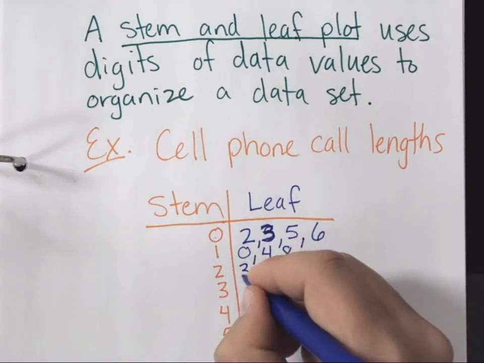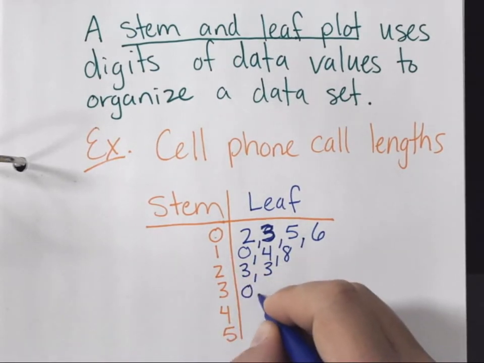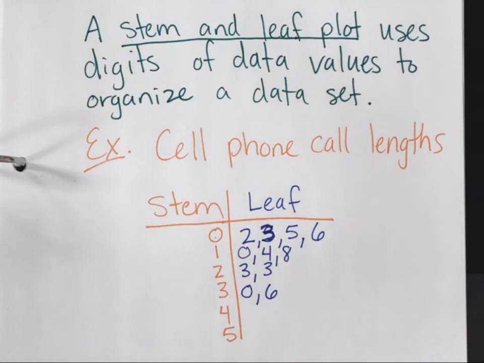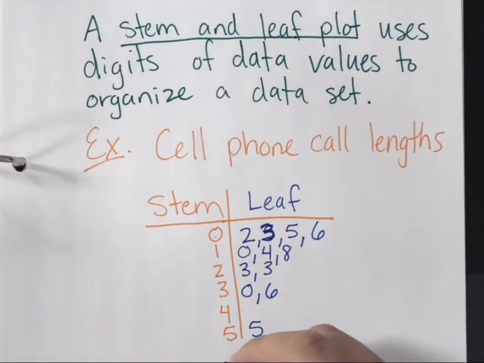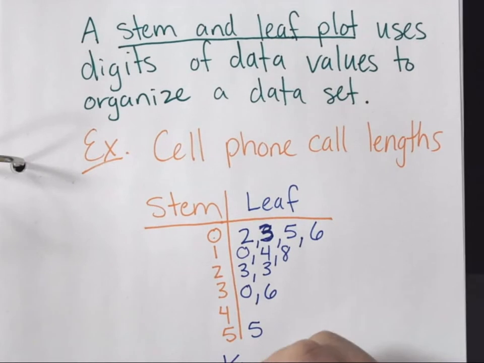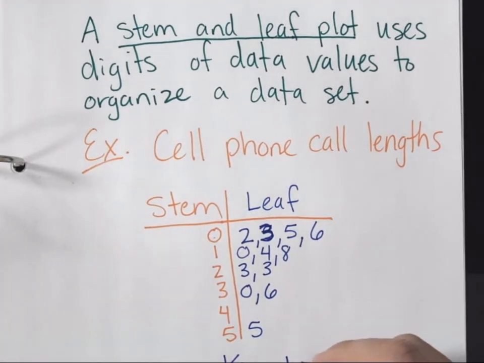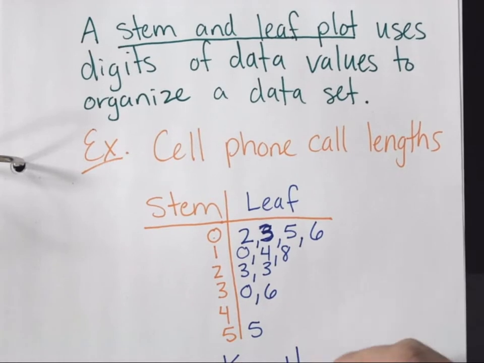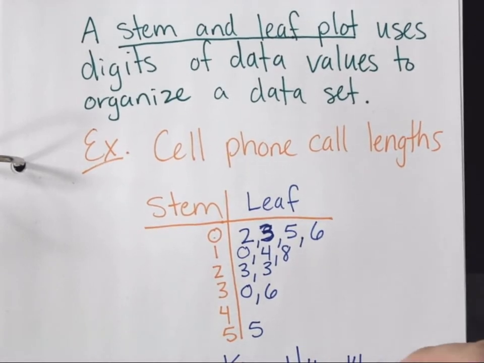Okay, we could have a 3 and a 3. So we have 2 20s. We have a 0 and a 6 for the 30s. We have no 40s and 1 in the 50s. Okay, so let's make a little key for ourselves down here at the bottom. For an example, 1 with a line and then a 4 equals 14 minutes.